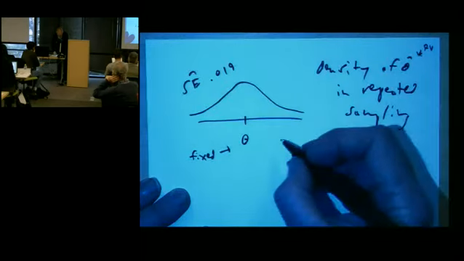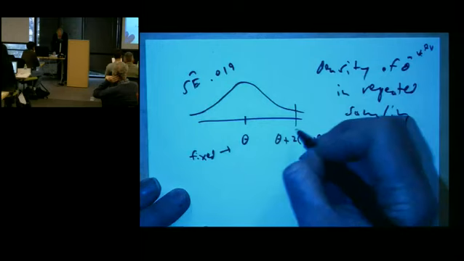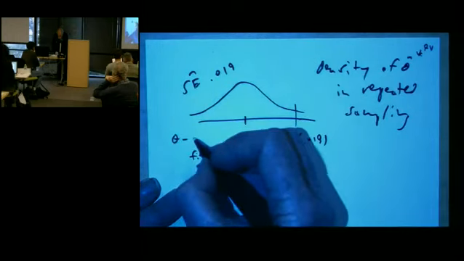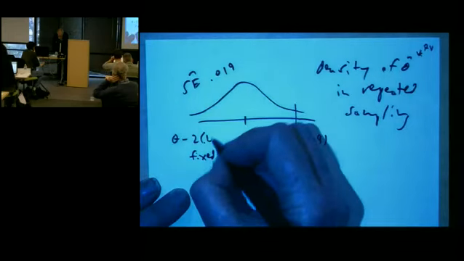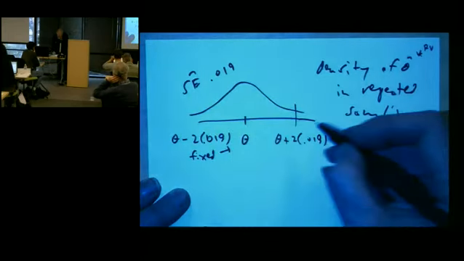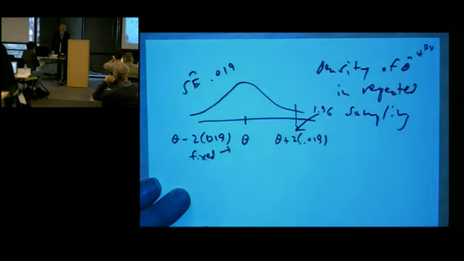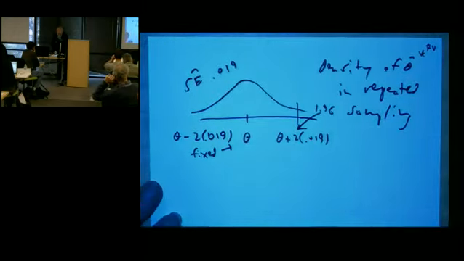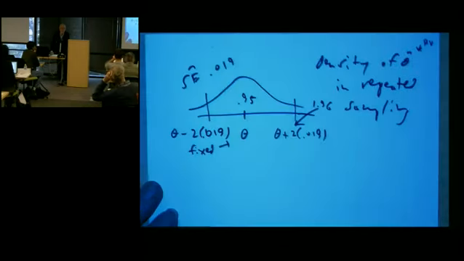That's a pretty famous thing. So if I go up to this place called theta plus 2 times 0.019 and down to this place called theta minus 2 times 0.019, and of course the strictly squeaky clean number there is 1.96 rather than 2, but it doesn't matter that much for what we're doing, you get 95% of the area under the normal curve in doing that.